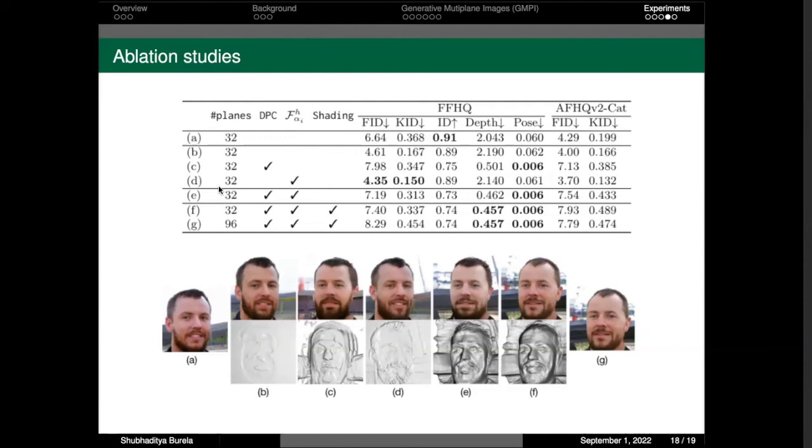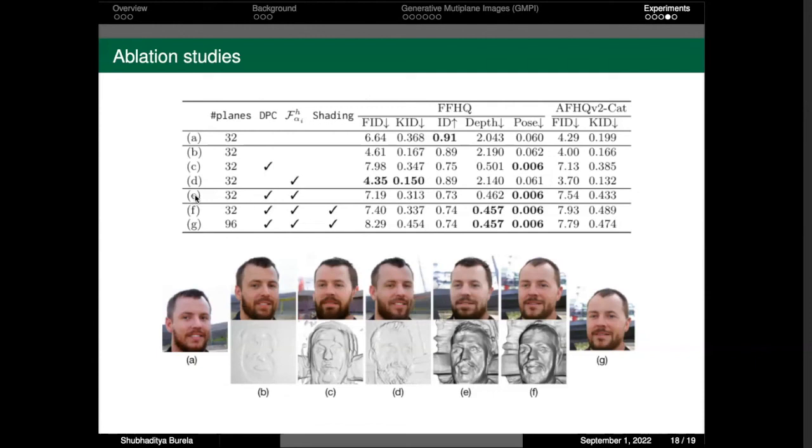In the D part, we get rid of DPC, but we include the plane specific features. So geometry related metrics, again, we can see that it performs very poorly. So in the absence of DPC, the GAN doesn't perform well in geometry related metrics, which is the depth and the pose, which is what makes the GAN 3D aware.